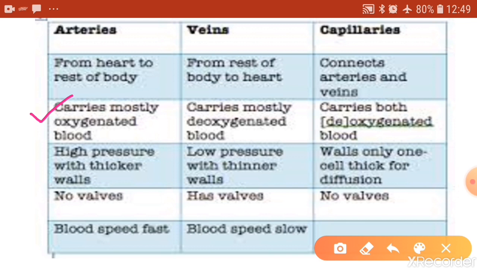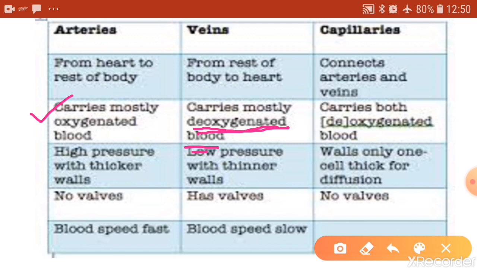The pulmonary artery carries deoxygenated blood, but other arteries carry oxygenated blood. Veins, on the other hand, carry deoxygenated blood, except the pulmonary vein. That vein is a vein which collects the blood from the lungs and brings it to the heart. So except the pulmonary vein, which carries oxygenated blood, the rest of the veins carry deoxygenated blood.